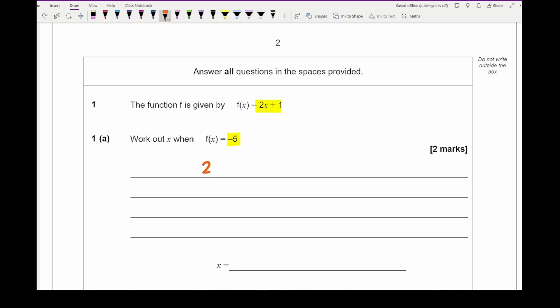So here we've got 2x plus 1 equals minus 5. Then to get rid of the 1, we take away 1. And that leaves us with 2x equals minus 6. And then we divide by 2 to get rid of the 2, and what we're left with is minus 3.